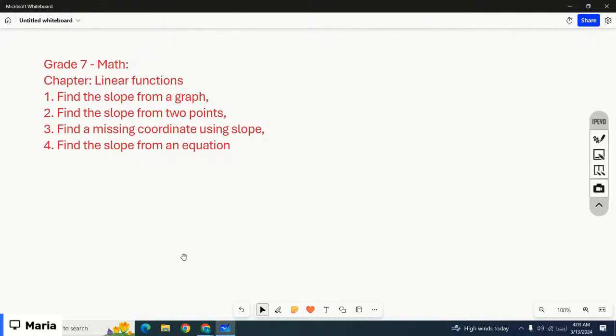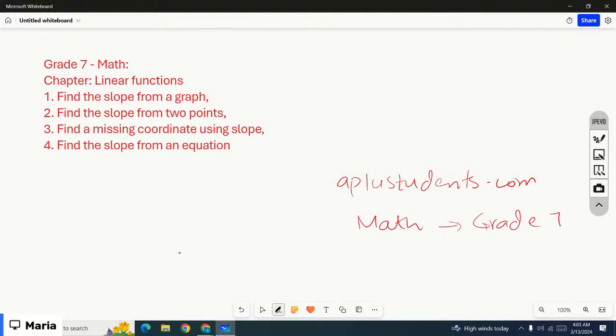We are here for grade 7 math. You can find all the lessons on aplusstudents.com. You have to log in there using your email address and password as provided by the administrator. Then you have to select math from the subject tab. Scroll down to grade 7 and then click on view all lessons. So there you can find a list of the chapters.